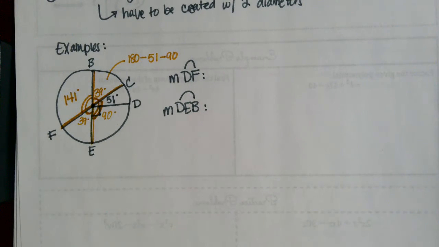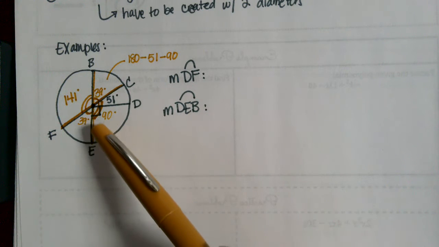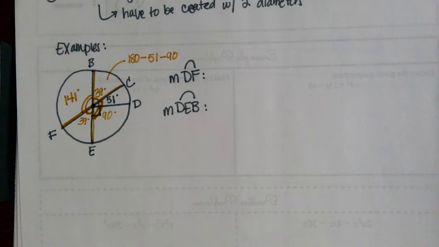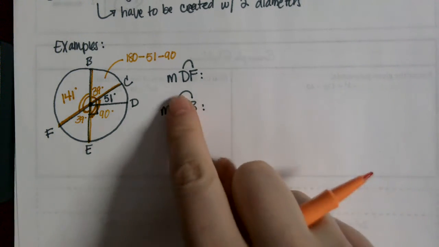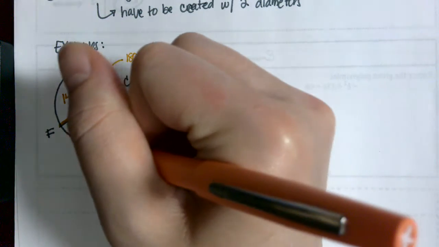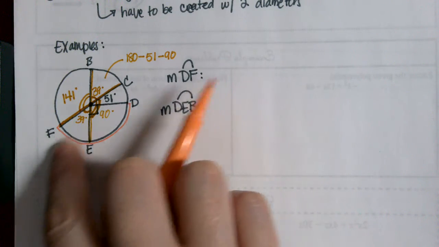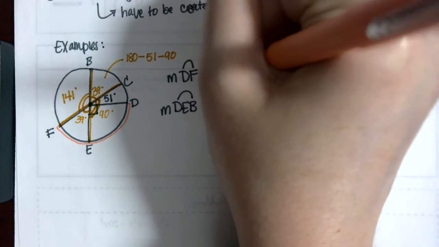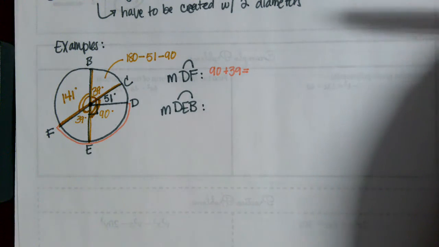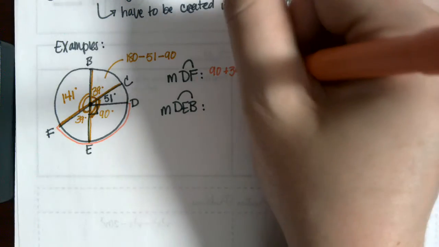So once you go through the process and you use your semicircles, use your vertical angles, you find all the pieces, then you can go through and look at what arc it's asking for. So arc DF is from here to here. And that means I'm going to add up 90 plus 39. And 90 plus 39 gives me 129 degrees.